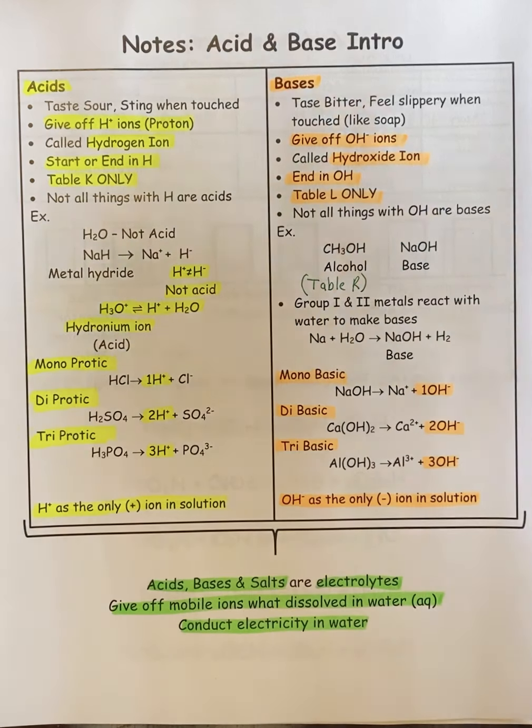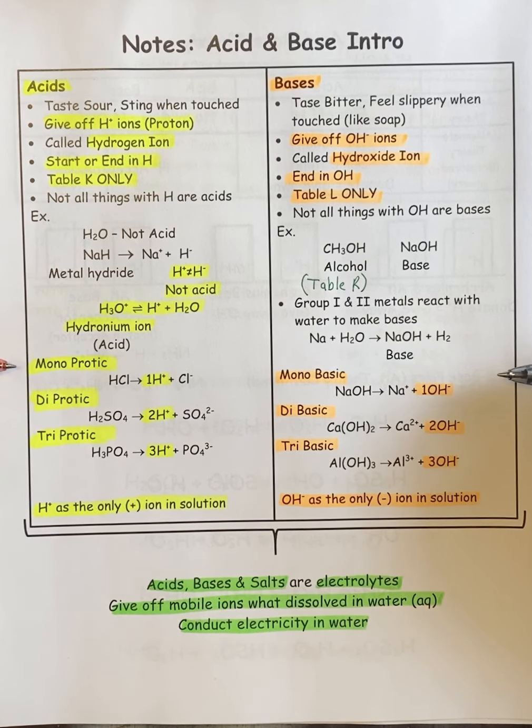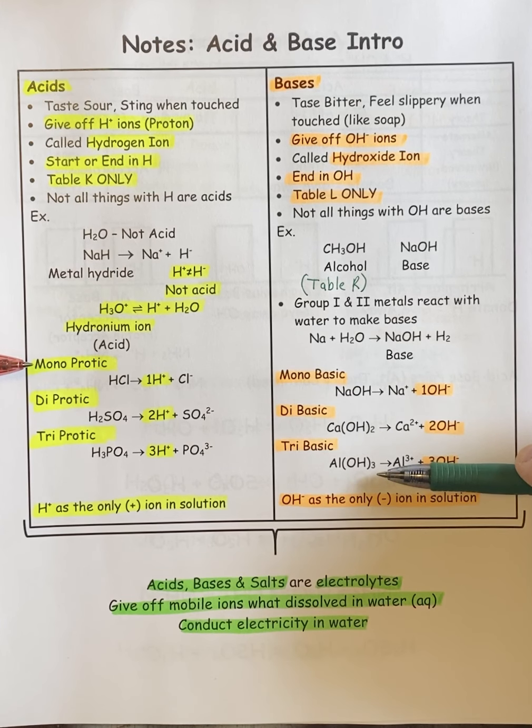And now acids and bases. They can be, we call it monoprotic, diprotic, and triprotic. In other words, they can give off 1 H, 2 H's, or 3 H's, and bases can do the same thing. We call it monobasic, dibasic, and tribasic. They can give off 1 OH, 2 OH's, and 3 OH's.